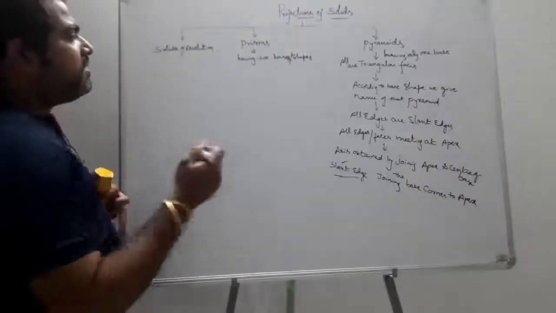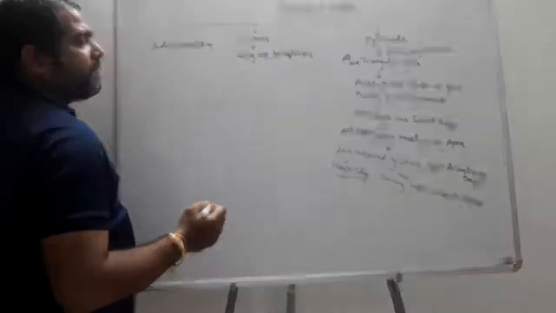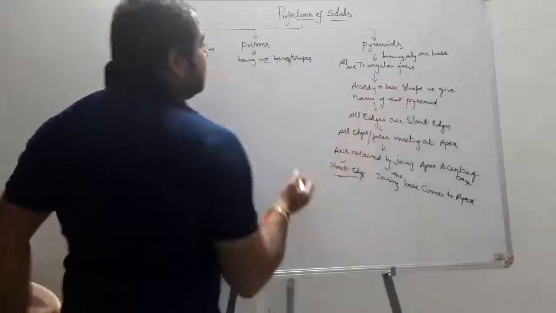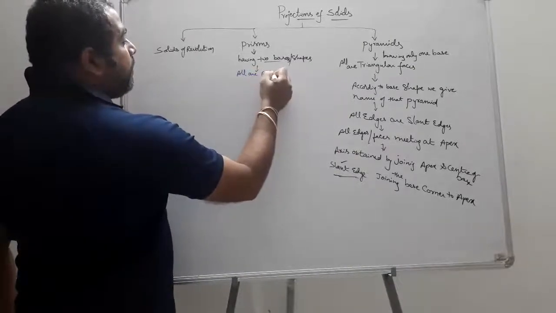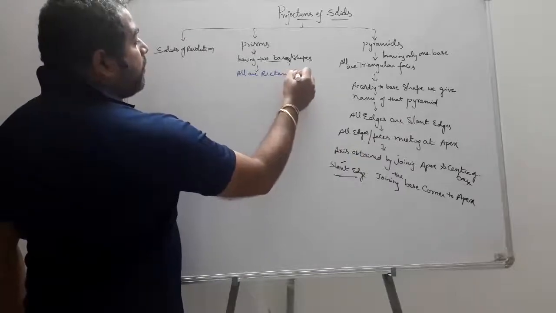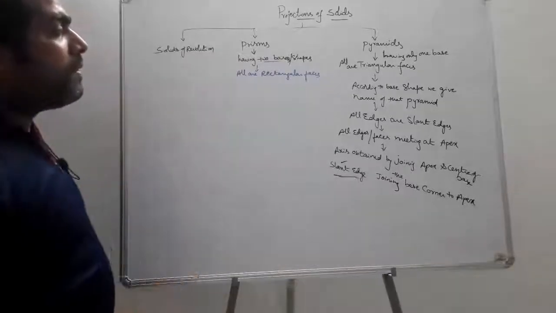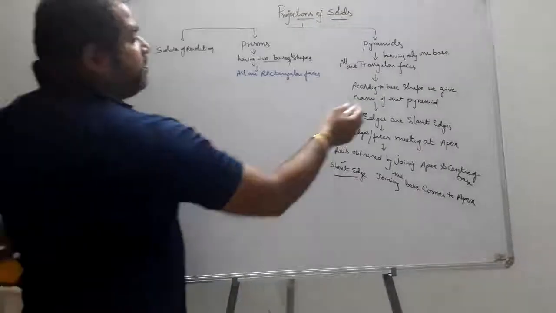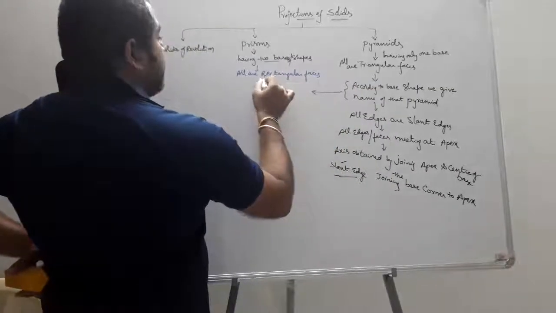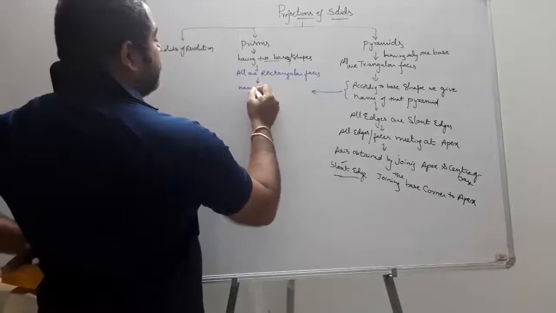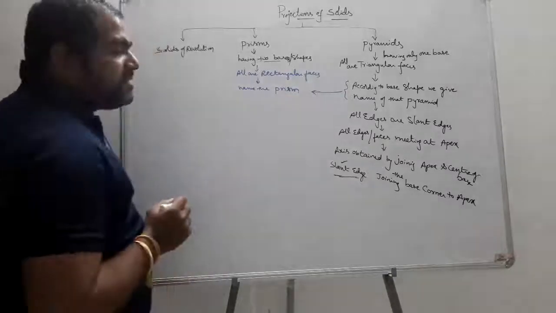Now we can see here there is only one base. Here it has two bases. And all are triangular faces here. Now here all are rectangular faces. So similarly, we name the prism according to the base shape.